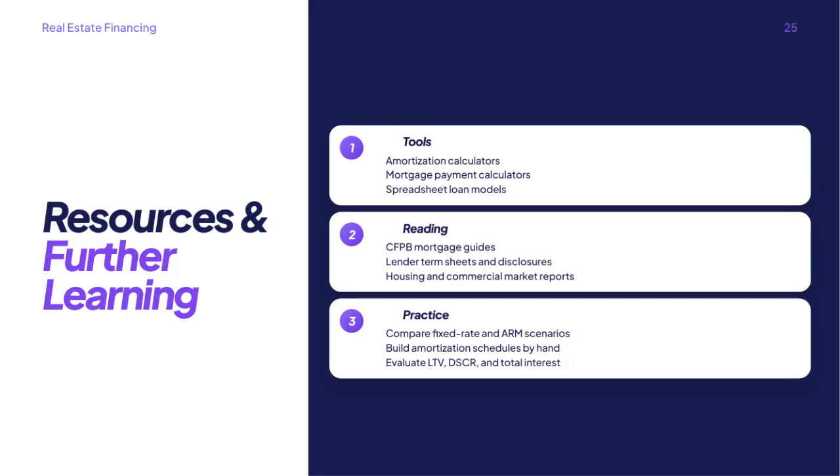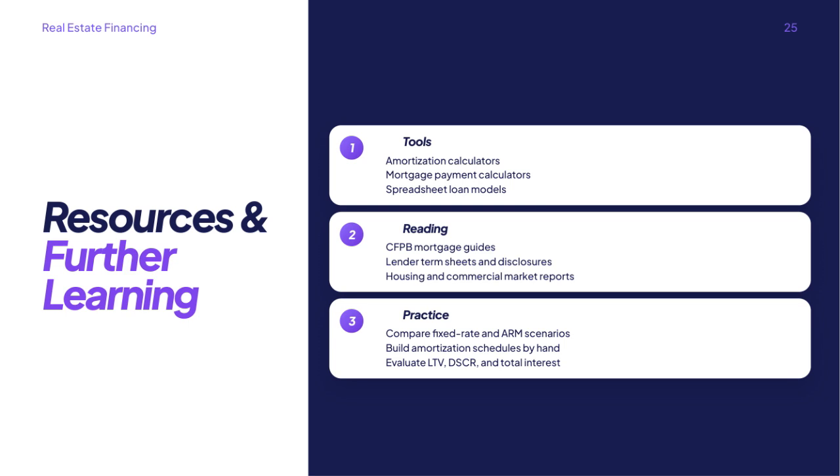Now, let's go over some valuable resources and tools you can use to deepen your understanding and sharpen your skills. First, there are several calculators that come in handy, like amortization calculators and mortgage payment calculators. These tools help you quickly break down loan payments over time, making complex numbers more manageable. You can also find spreadsheet loan models, which allow you to customize and analyze different financing scenarios in detail. Next, in terms of reading materials, I highly recommend the CFPB mortgage guides. They're comprehensive and easy to understand.